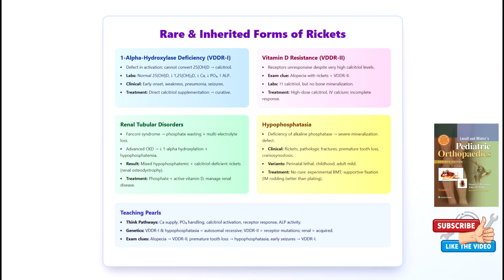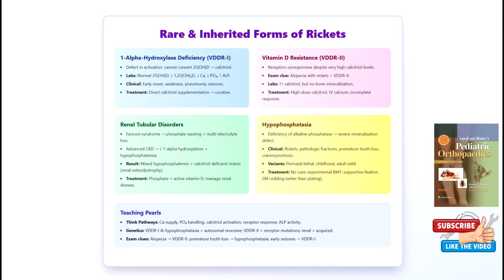The severity varies. There is a perinatal lethal form where infants die shortly after birth, a childhood form with remission at adolescence, and an adult form with mild osteomalacia and pathologic fractures. Unlike 1-alpha-hydroxylase deficiency, here treatment is extremely challenging. There is no effective pharmacologic cure.